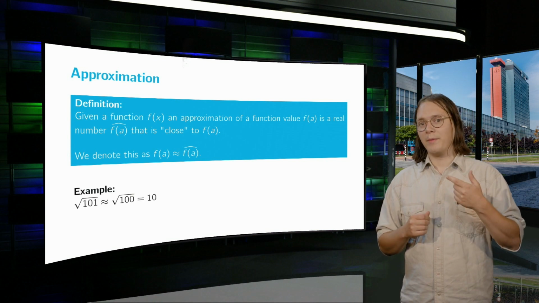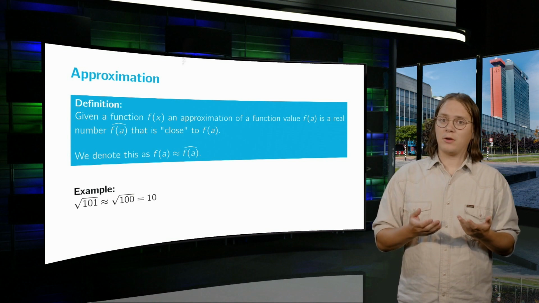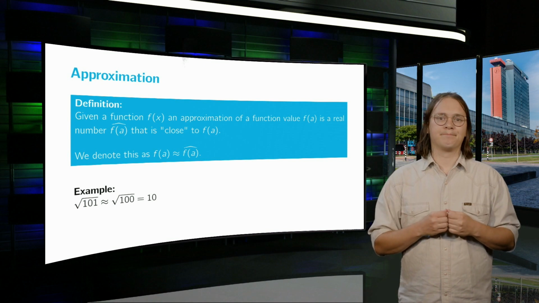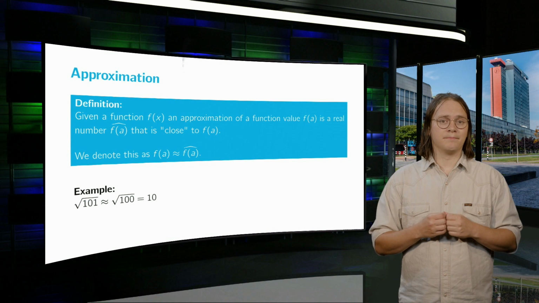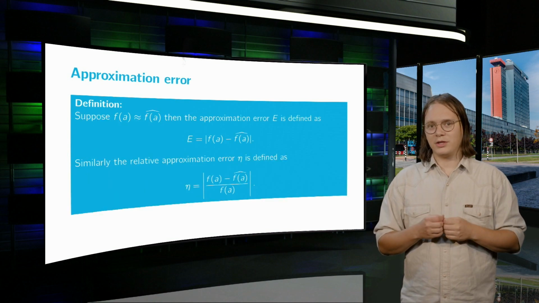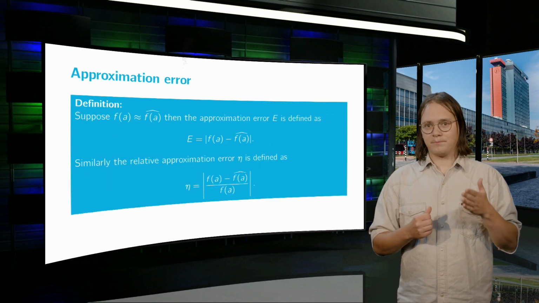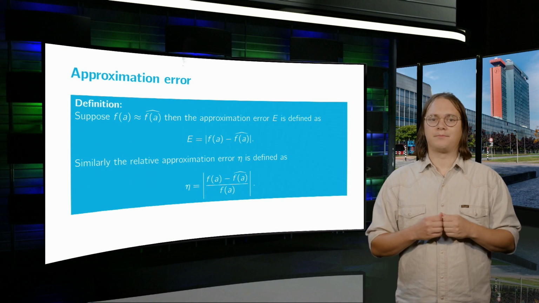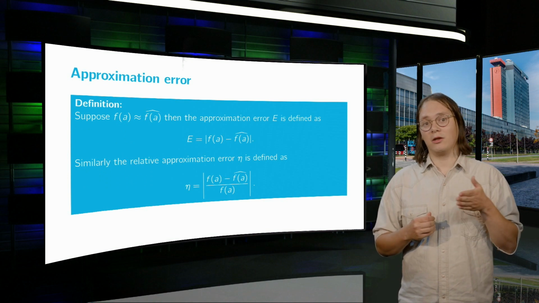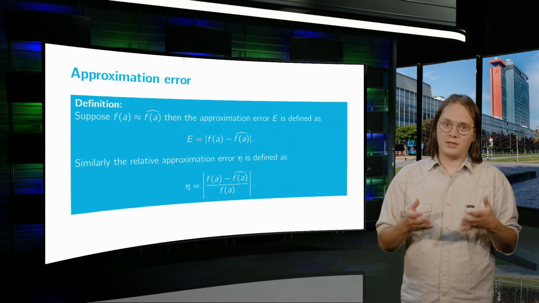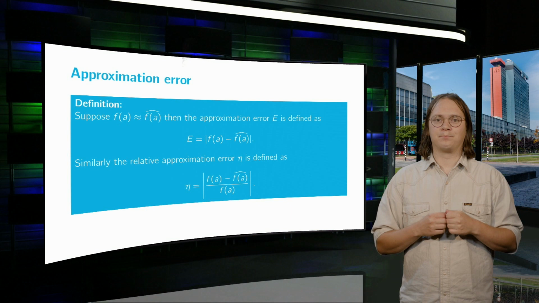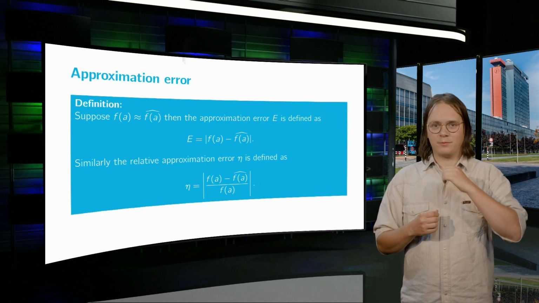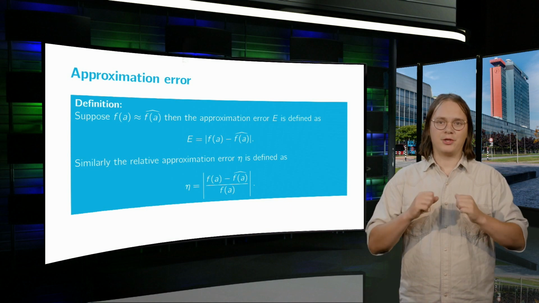For instance, we may approximate the square root of 101 by the square root of 100. We can then ask, is this approximation any good? Whether an approximation is good or not depends first of all on the application. Some applications require a lot of precision, and in other cases it is okay to sacrifice precision to be able to compute more quickly. The way to quantify this precision is by considering the approximation error.